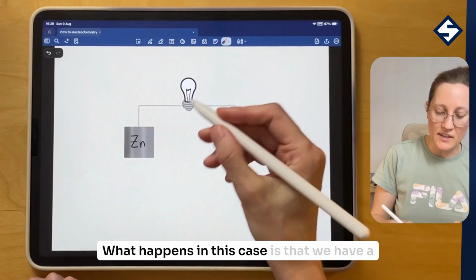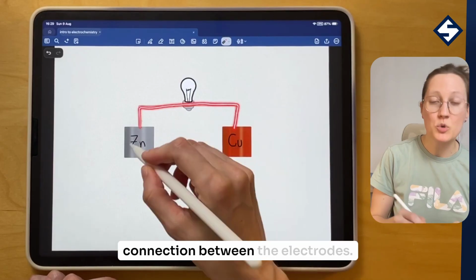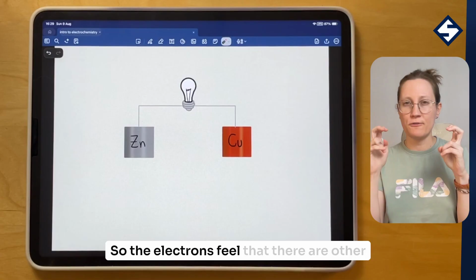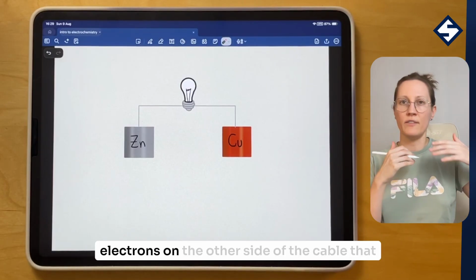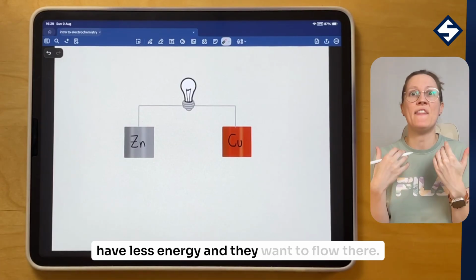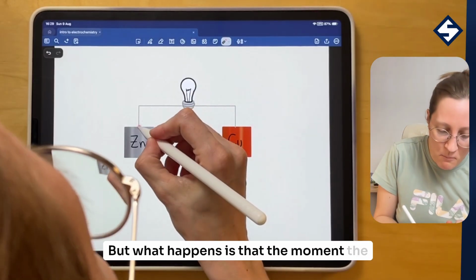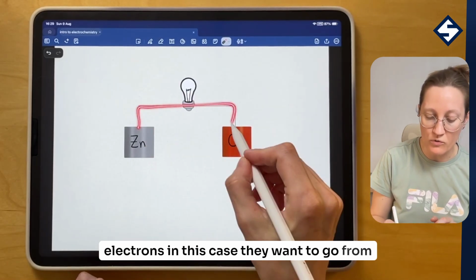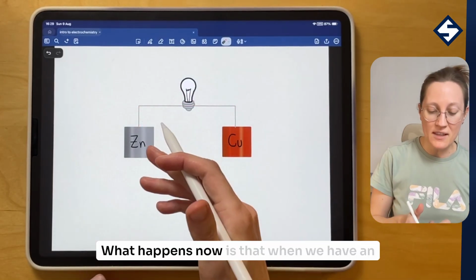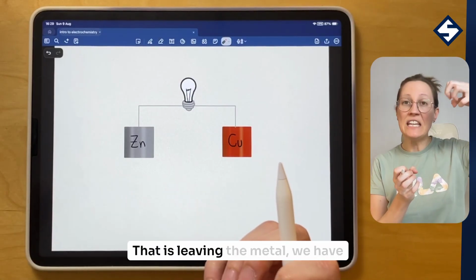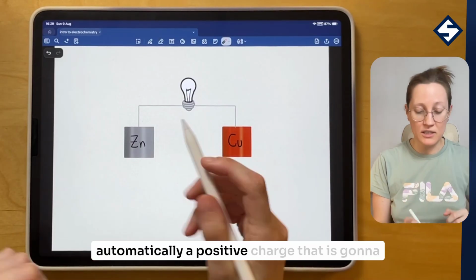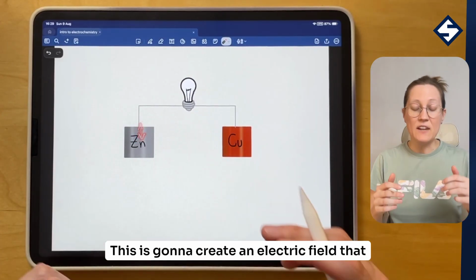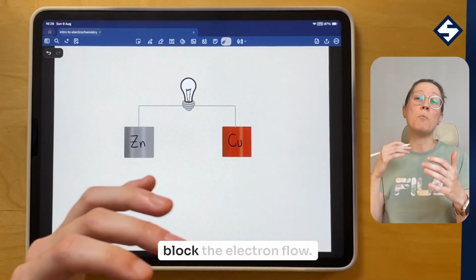What happens in this case is that we have a connection between the electrodes, so the materials actually feel each other. The electrons feel that there are other electrons on the other side of the cable that have less energy, and they want to flow there. The electrons want to go from the zinc to the copper. But the moment an electron leaves the metal, a positive charge automatically stays on the metal. This is going to create an electric field that is going to counterbalance, that is going to block the electron flow.